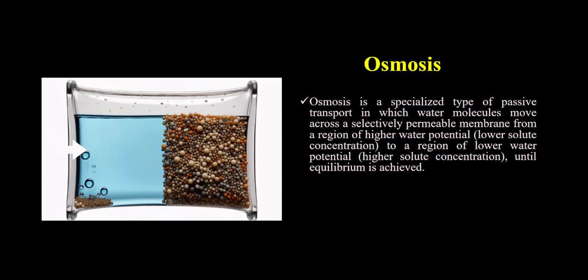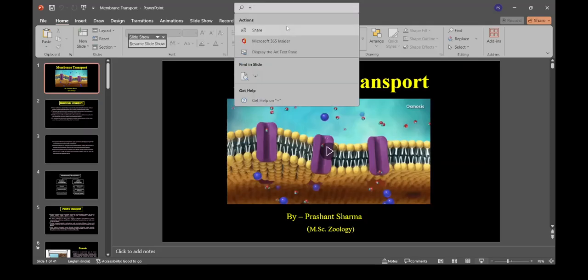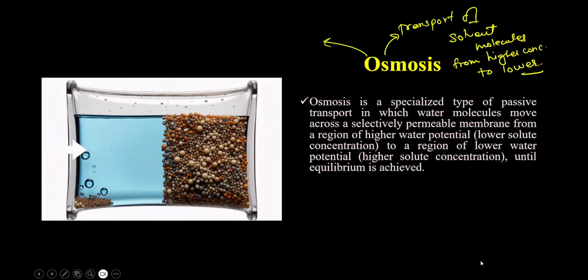The first type of passive transport is osmosis. In osmosis, please remember, there is a transport of solvent molecules from higher concentration to lower, but through a semipermeable membrane.